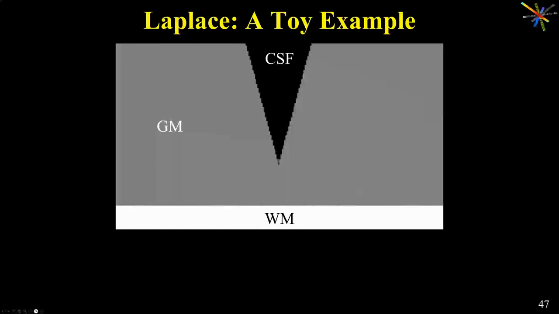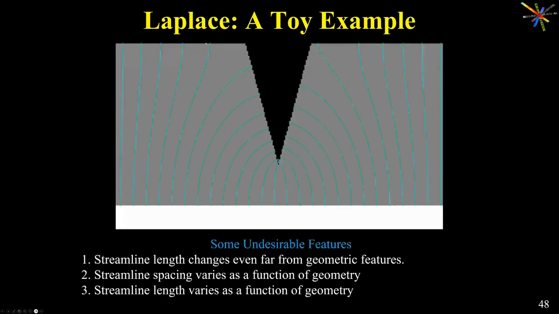And so I built a model of the brain shown here. So here's the white matter, here's the gray matter, here's the CSF. And then I simply clamped the voltage at the gray-white boundary to zero, the voltage up here to one, and I solved the Laplace equation. And these are the streamlines of Laplace that you get from that.